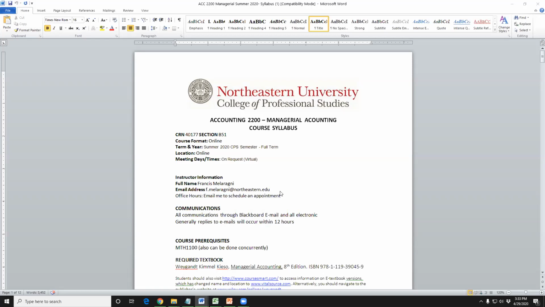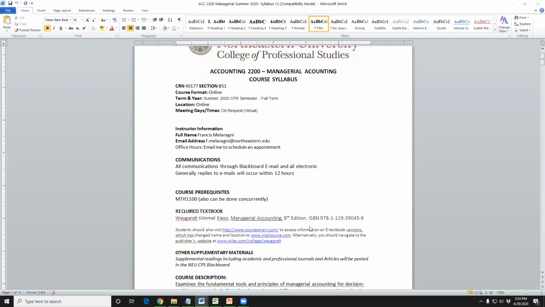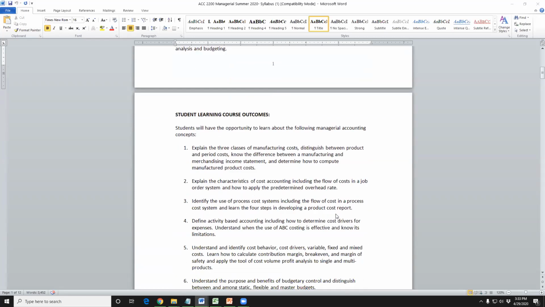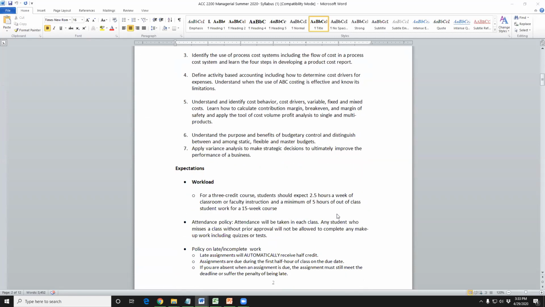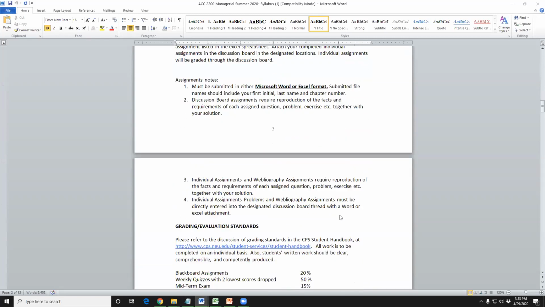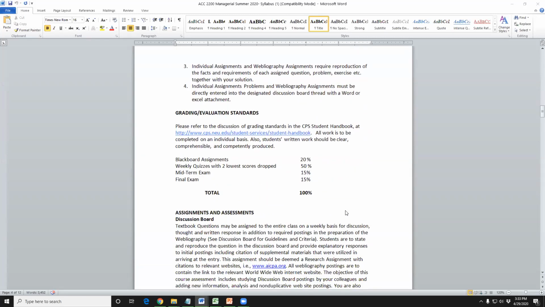There's a textbook that is helpful. You might be able to get by without it, but this is something that the school decides on. There's a series of learning outcomes, which I'll let you read through. Essentially, let me talk to you about my methodology. What you'll see here are the grading evaluations.